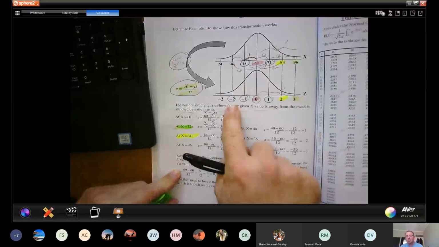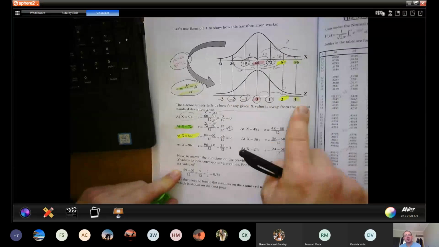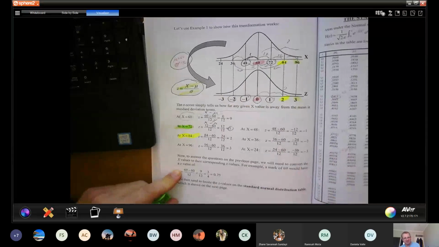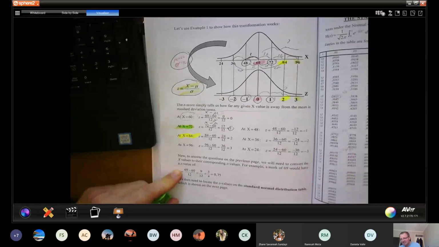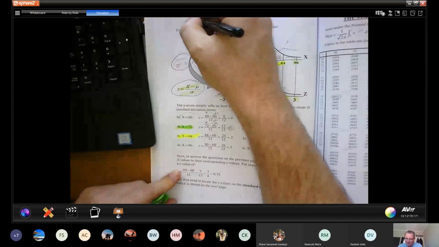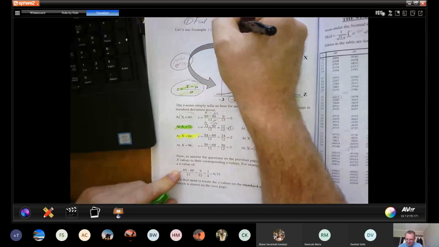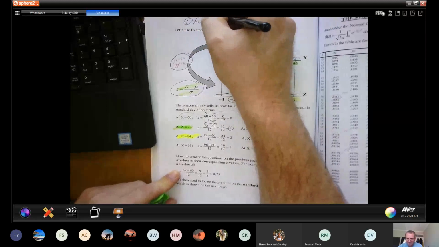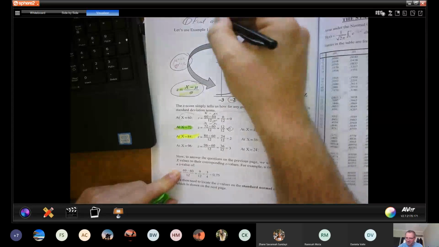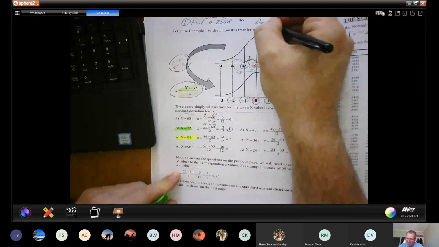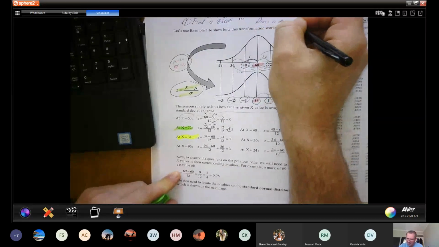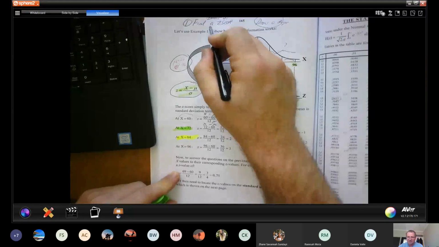A z-score means how many standard deviations away something is from the mean. And we're always going to have to calculate a z-score first in order to find area. So your first step, actually, sorry, your first step always is to draw a diagram. Fill everything in on the diagram, and then you're going to find a z-score.